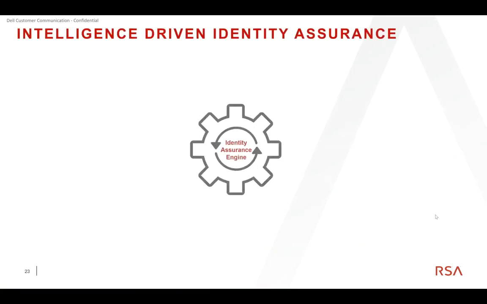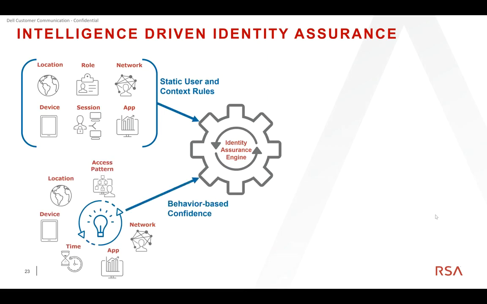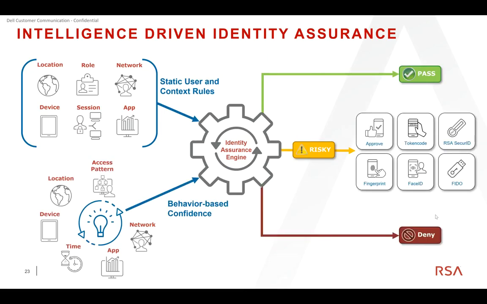And now it's just about the identity assurance engine: what we collect, what we match, and what we do with all this information. Basically, we collect location, role, network, device, session, even the applications he usually uses to access, and then we match it with the behavior of the user and build our decision: to allow him to access, or if it's risky, ask him to prove himself again a different way, or deny the access because he's trying to access a forbidden resource, or he failed to prove himself.